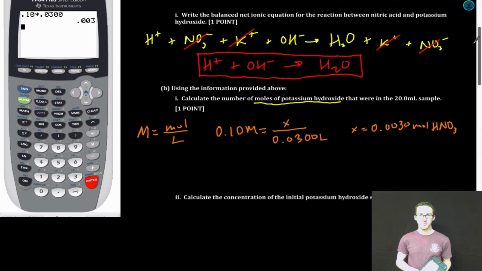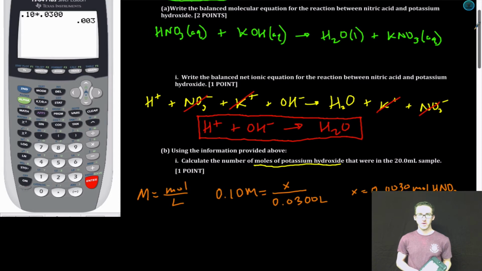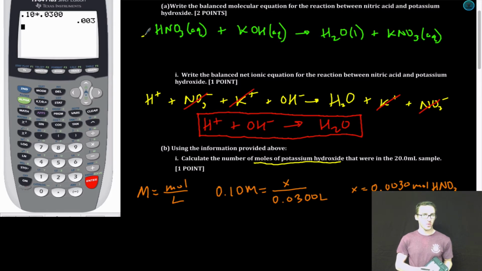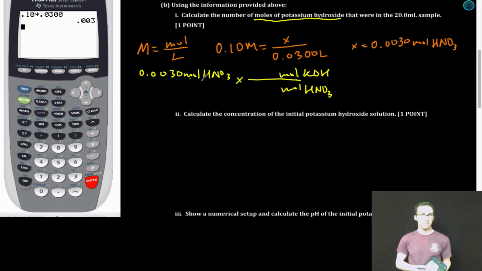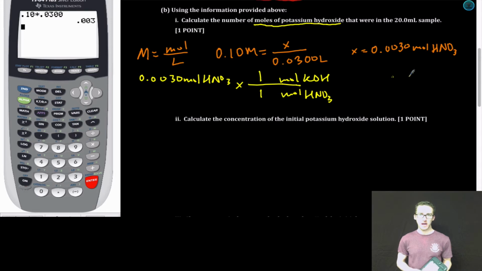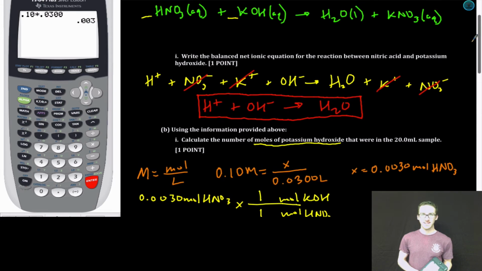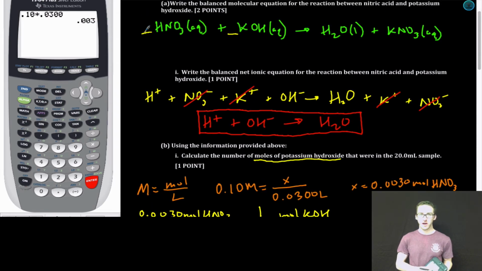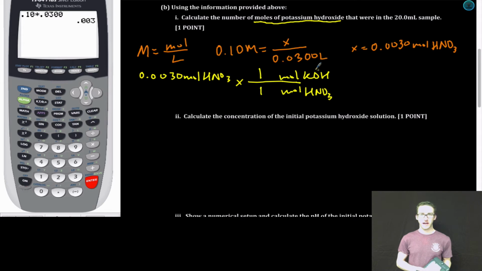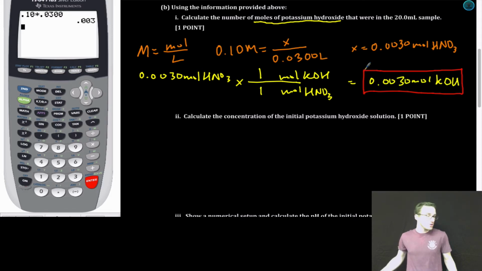Feeling great, but it wants moles of potassium hydroxide. So, I'm going to utilize my balanced chemical equation that I just wrote up here in part A, and note the relationship between nitric acid and potassium hydroxide is 1:1. Set up my dimensional analysis. That relationship of 1:1 between nitric acid and potassium hydroxide comes from that beautiful balanced chemical equation. No calculator required. I know then my moles of potassium hydroxide, 0.0030 moles.